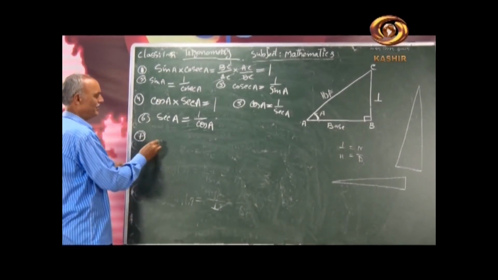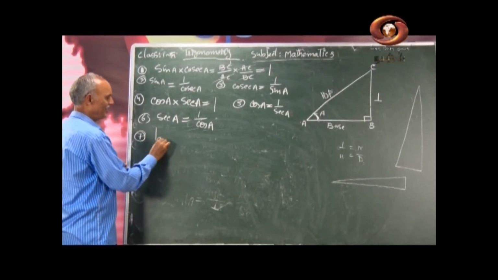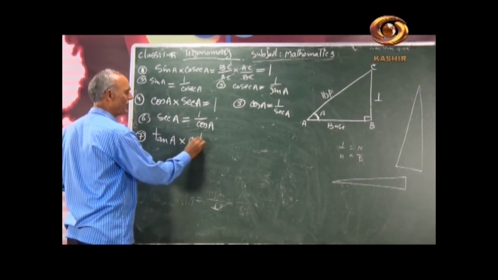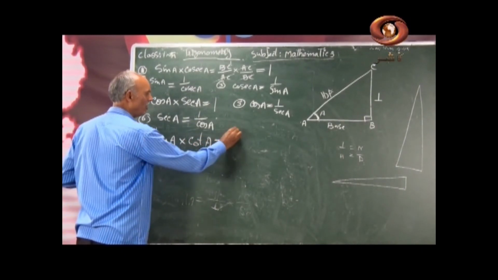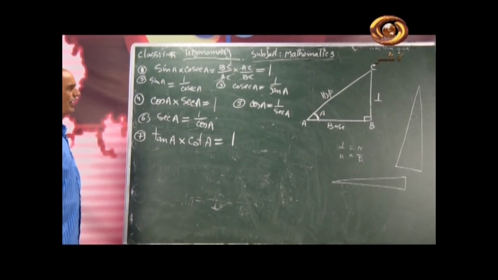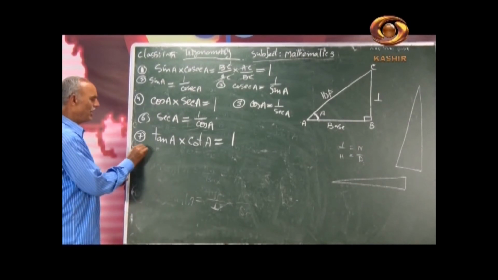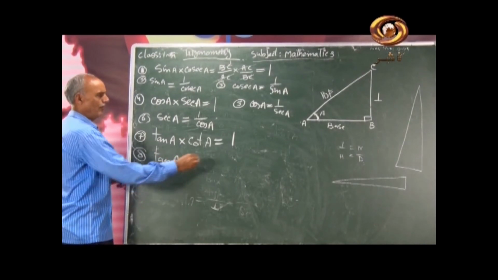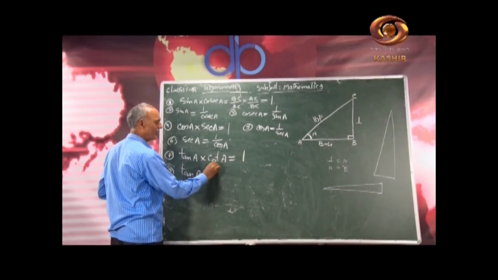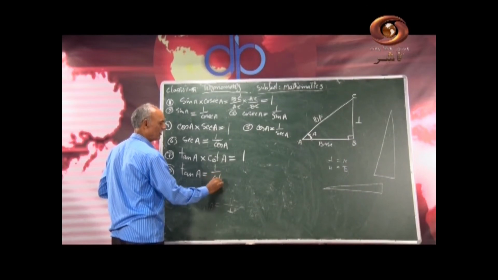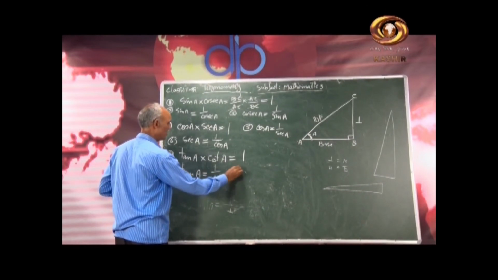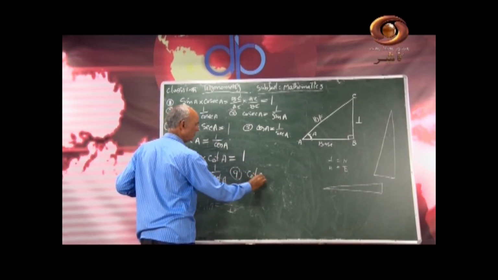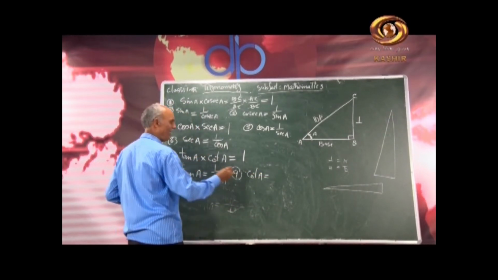So we can write tan A into cot A, they are the reciprocals of each other. So tan A into cot A is equal to 1. This implies tan A is equal to 1 by cot A, and cot A is equal to 1 by tan A.